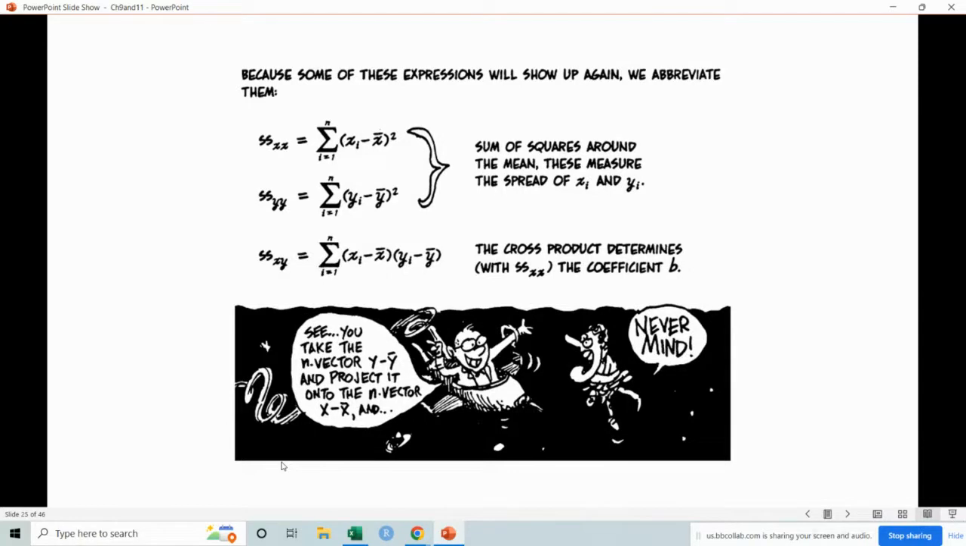Because some of these expressions will show up again, we abbreviate them: the sum of squared x's, the sum of squared y's, and the sum of the cross products. This is all behind-the-scenes stuff. When you get to this, we're going to use software, so know that it exists. I'm not going to test you on this level of math or make you calculate it manually because it's tedious. In the real world, we would just use a statistical package like SAS or R.